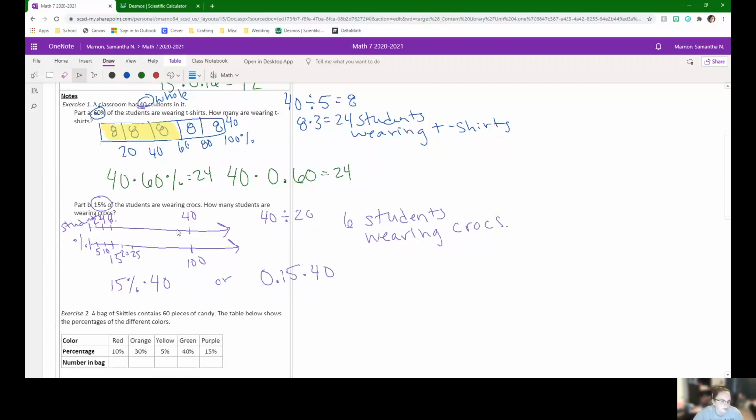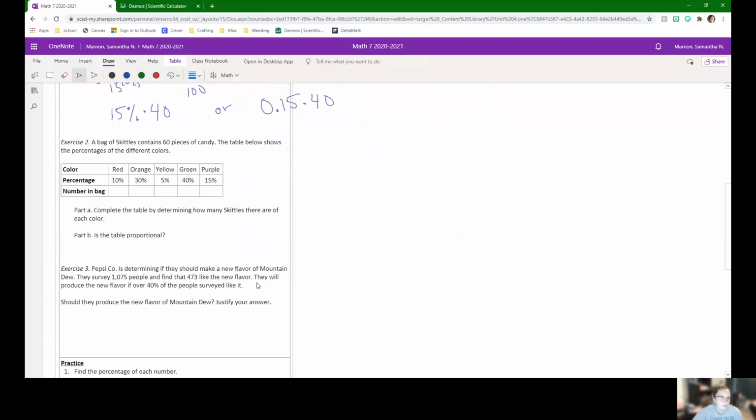Let's look at this next one here. A bag of Skittles contains 60 pieces of candy. So that looks like our whole. In the whole bag, we have 60 pieces of candy. The table below shows the percentages of the different colors. So 10% are red, 30% are orange, yellow's 5%, green's 40%, and then purple's 15%. So part A says complete the table by determining how many Skittles there are of each color.